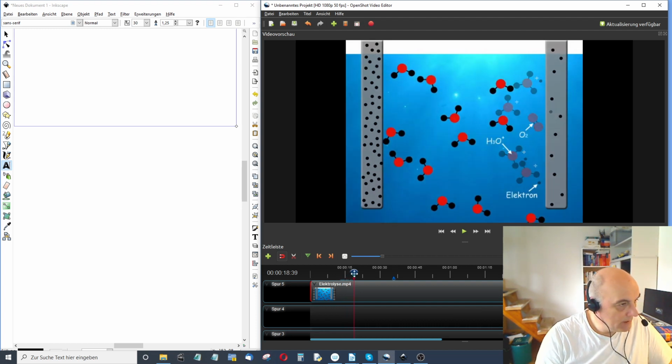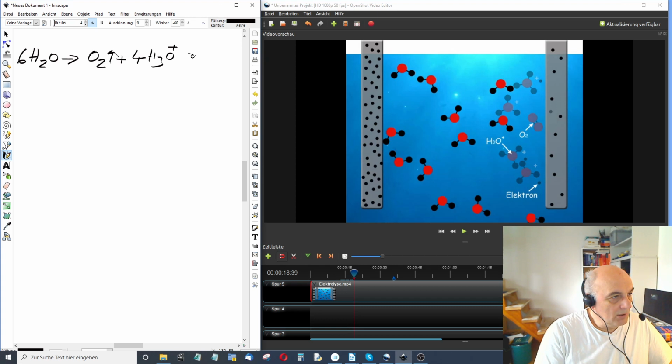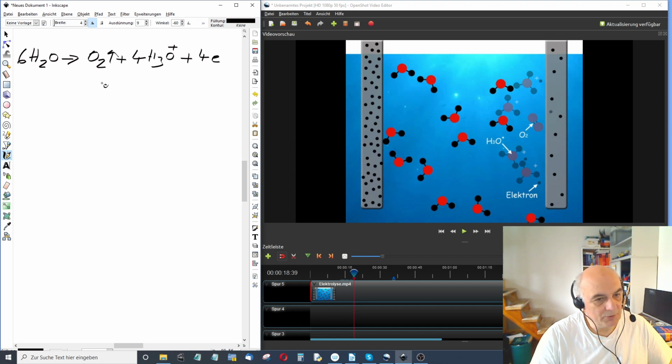So that means when you write it down as a formula, you write down 6 H2O change into an O2, which is a gas, plus 4 H3O plus, and 4 electrons go to the anode. They also kind of move away. So this is the first thing that happens.